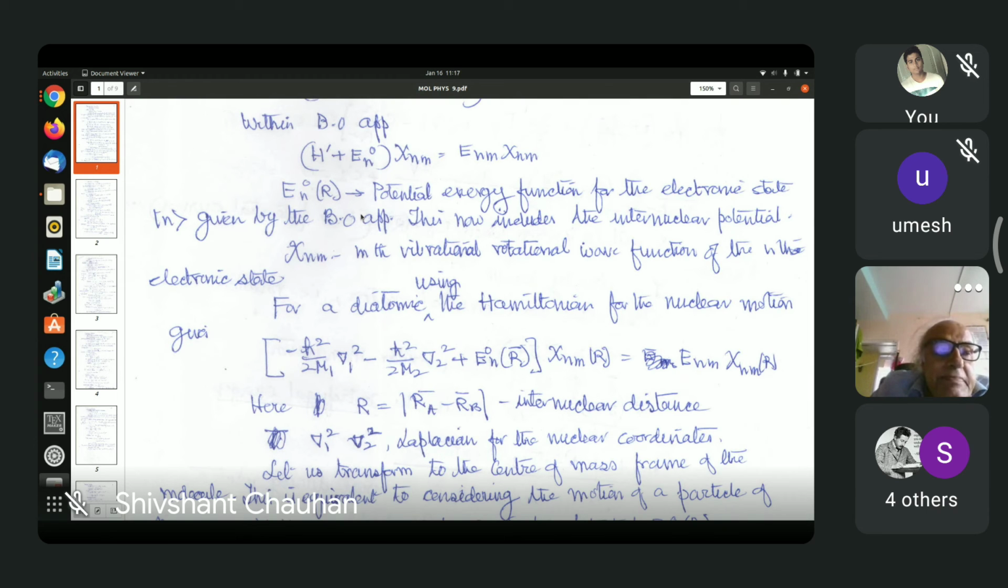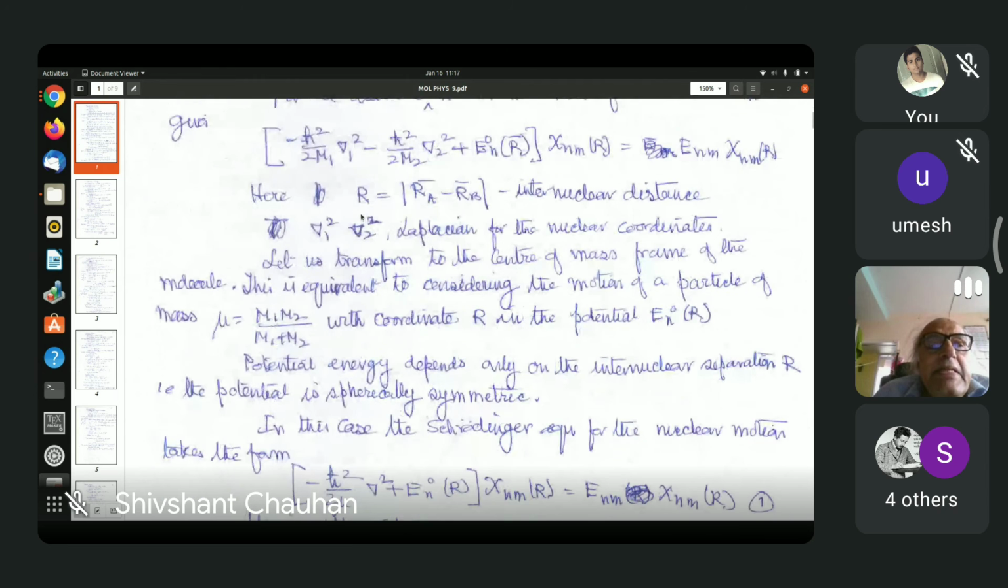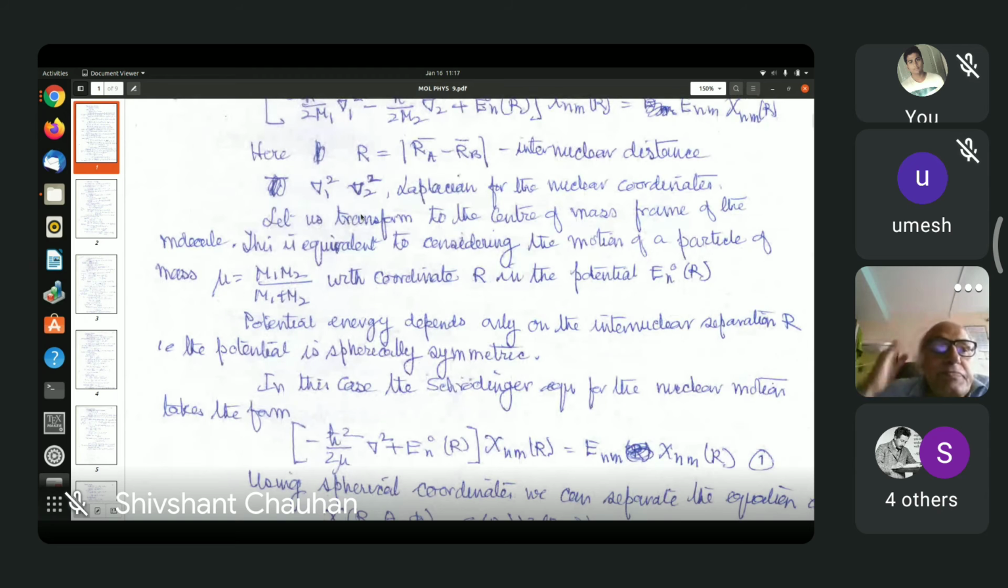Well, let us go to the next page. We see that ∇1² and ∇2² are the Laplacians for the nuclear coordinates. We have already done this. I was just mentioning that the potential energy for the nuclear motion will depend only on the internuclear separation and not on the internuclear orientation. So this potential energy, E_n^0, is a function of the scalar R only.